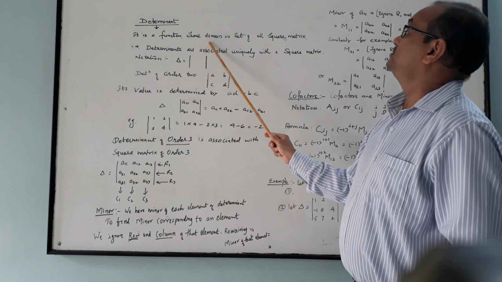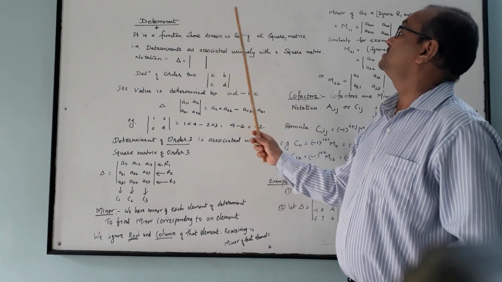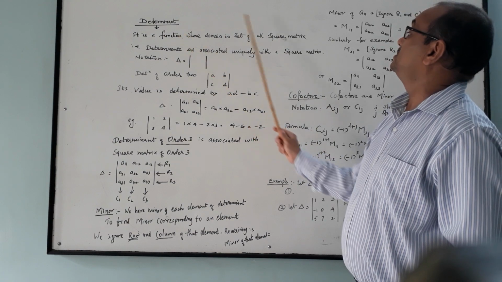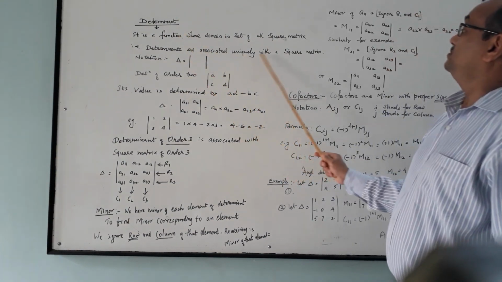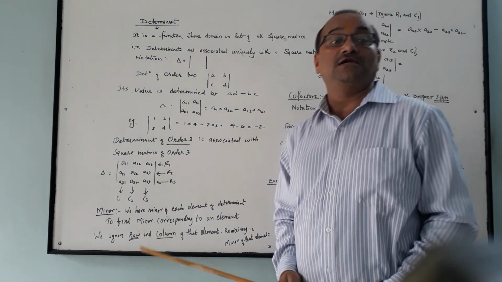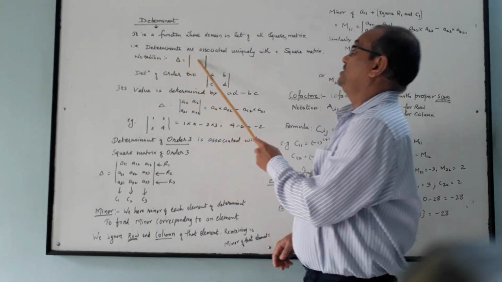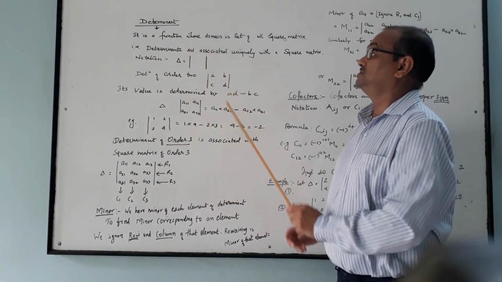Determinant is a function whose domain is the set of all square matrices. It means a determinant is a quantity which is associated uniquely with a square matrix. Each square matrix has a determinant. We denote the determinant by this sign, two vertical lines, two vertical bars.